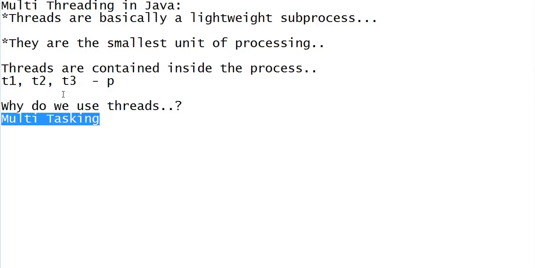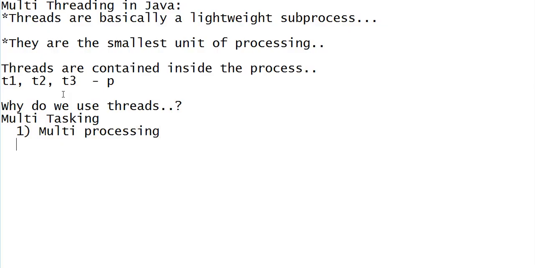But is there a single way to perform multitasking? No. There are basically two ways to perform multitasking. The first one is by using multiprocessing, and the second one is to use multiple threads, that is, multi-threading. So in Java you can perform multitasking in two different ways: first multiprocessing and second multi-threading.